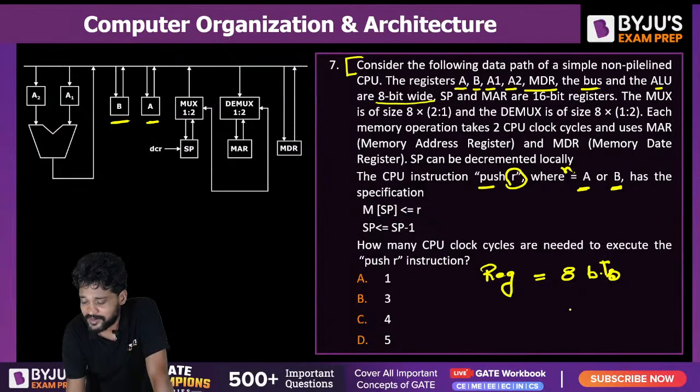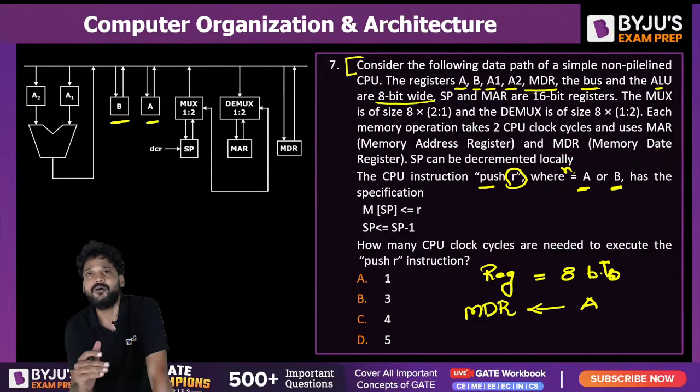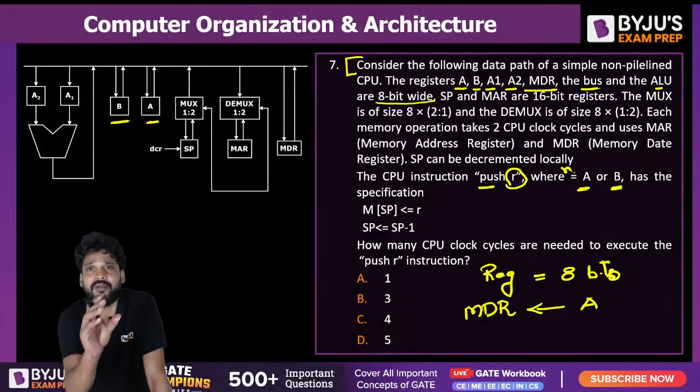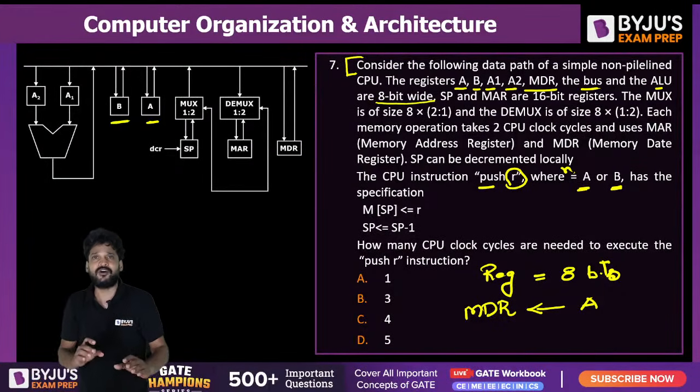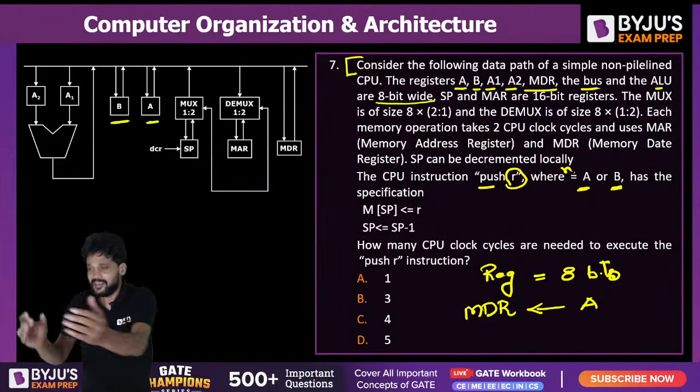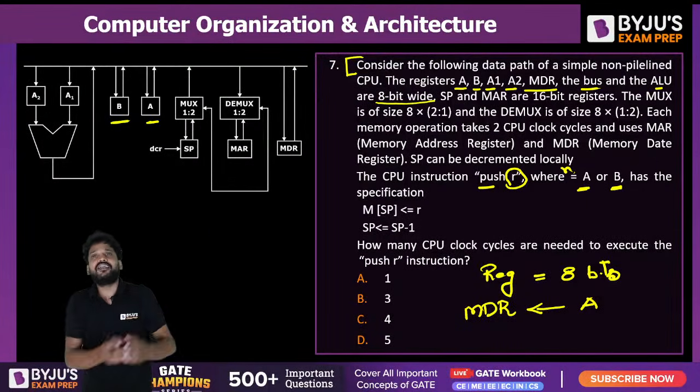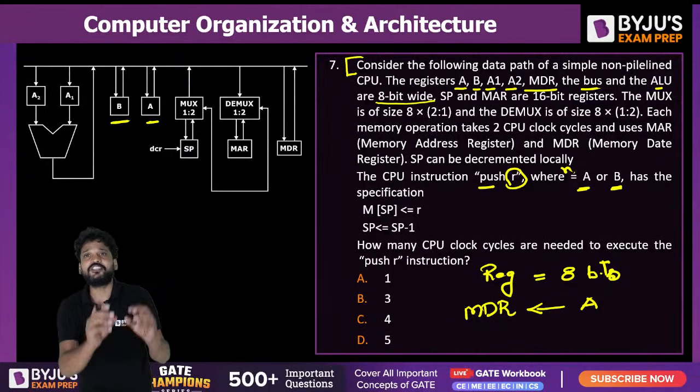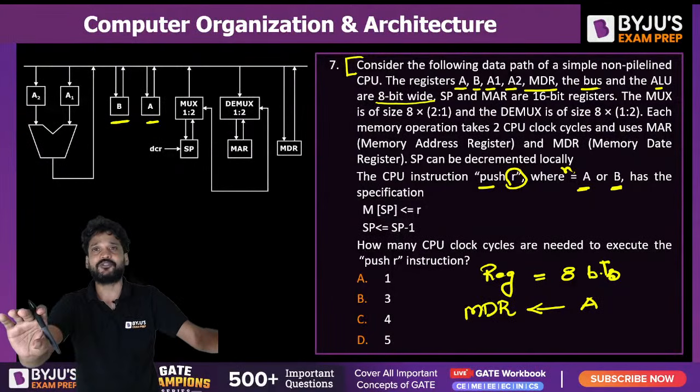Let us say I am transferring contents of A to the data register, the memory data register as given in the question, because I told you already, if you want to communicate with the main memory, we require a data register. If you want to perform a write into the main memory, we require a data register. First of all, do not think of the main memory. Get the contents that need to be written in the main memory. Those contents must be transferred to the memory data register.